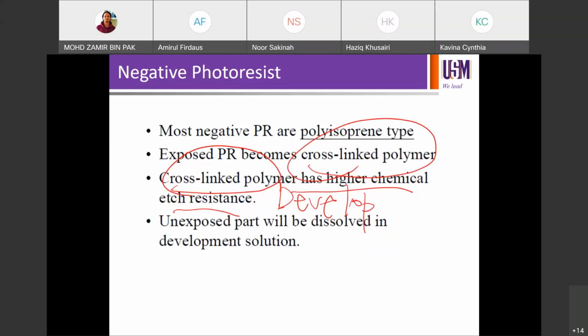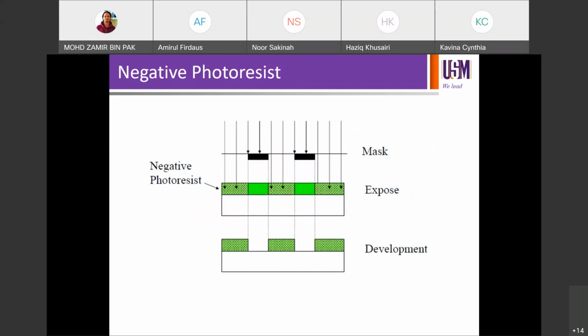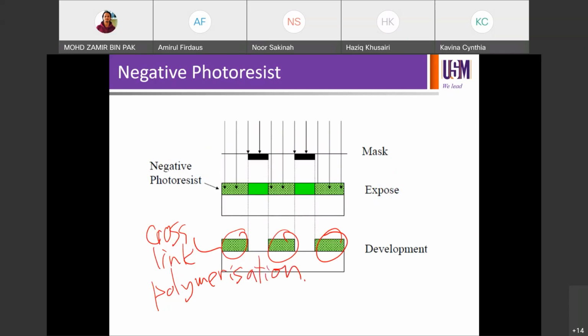Right. Negative resist. The exposed areas are not removed. So this is the cross-link polymerization, the hardening, and therefore higher etch resistance. Cross-link polymerization, right?